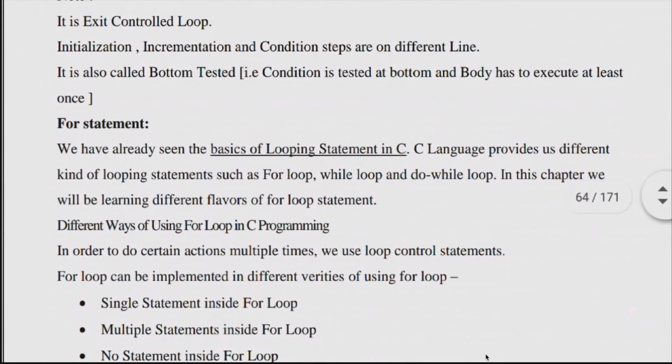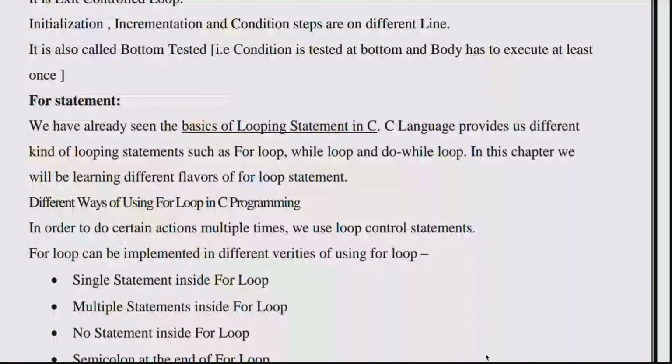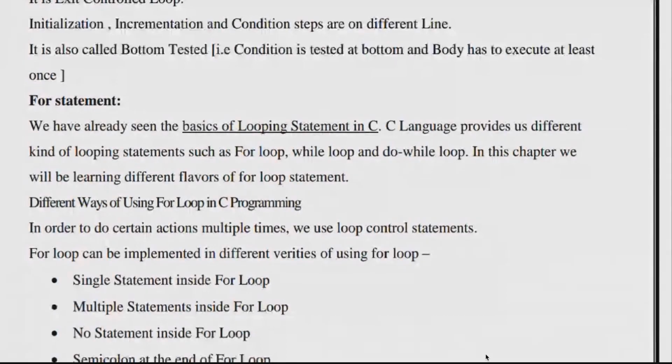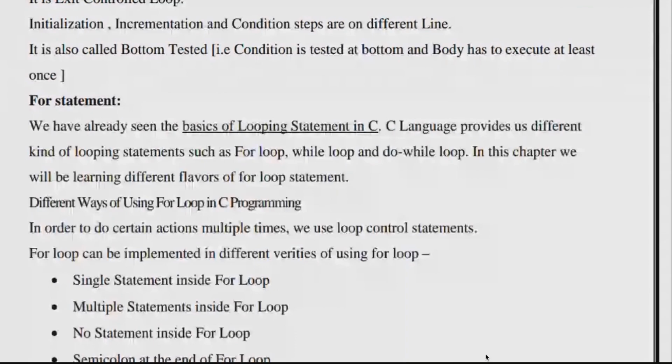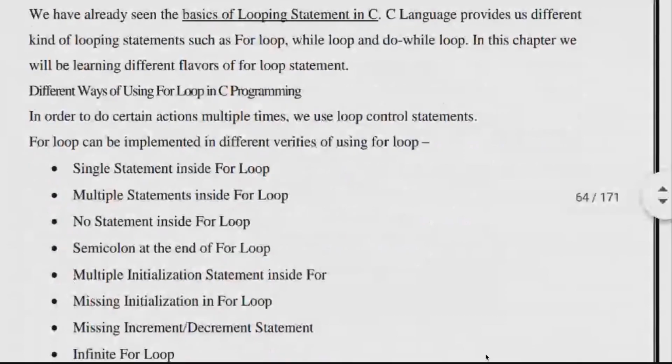So first statement. This is also like the while statement. Once you go through the for loop, it is also a loop, the for loop. We have already seen the basics of looping statements in C. C language provides different kinds of looping statements such as for loop, while loop, and do while loop. In this chapter, we will be learning different flavors of for loop statements. We'll see one by one, different ways of using for loop in C programming.